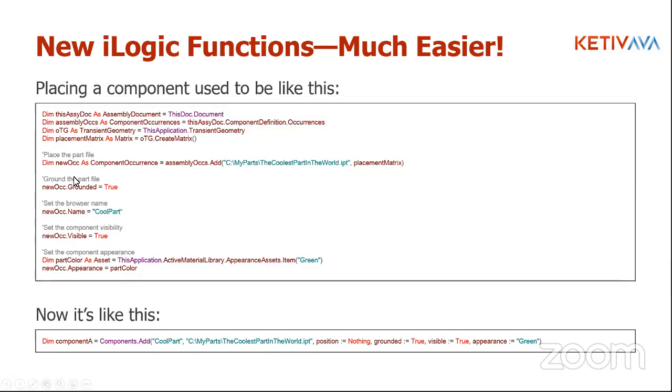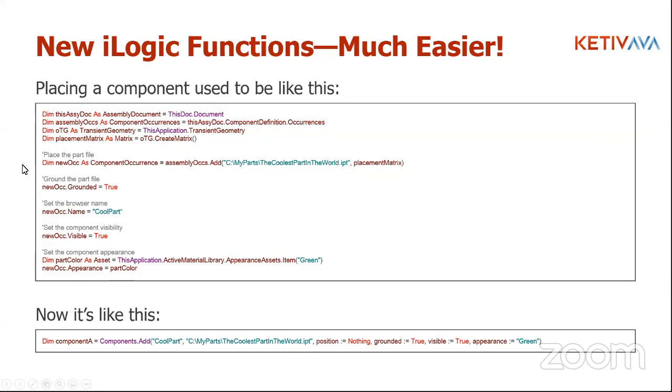I put it in here as an example of all of this code that you see on this block is basically what this one line of code down here is doing. It's setting the color, it's setting the visibility, setting whether it's grounded and all that stuff. It's doing all that in one line of code, where the old way of doing it was about this many lines of code up here in the top block.